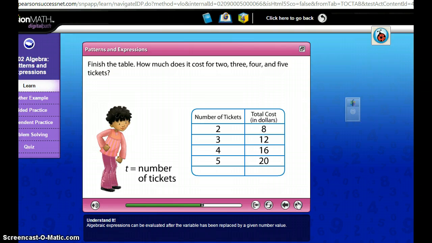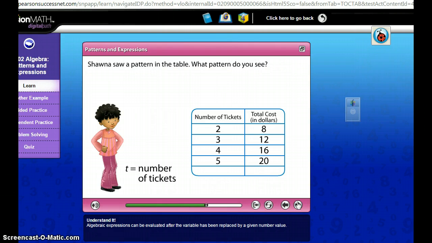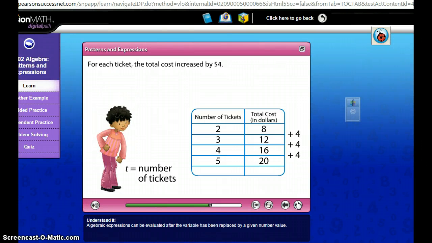Finish the table. How much does it cost for 2, 3, 4, and 5 tickets? Shauna saw a pattern in the table. What pattern do you see? Ethan? You add 4 every time. Okay. For each ticket, the total cost increased by $4.